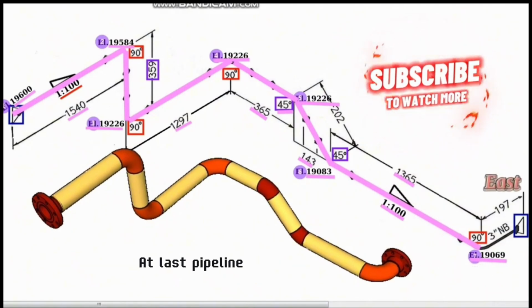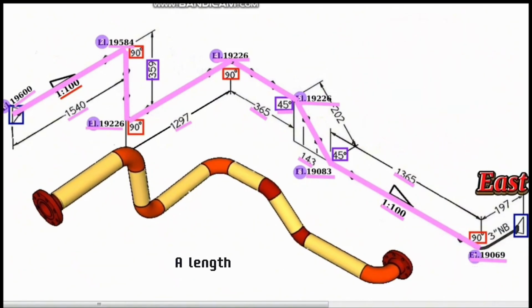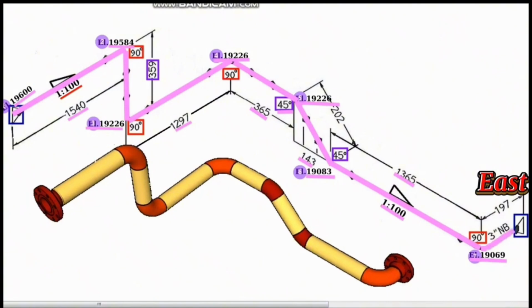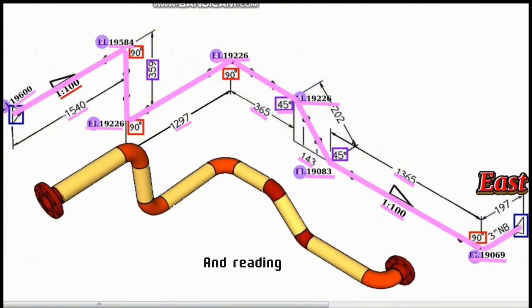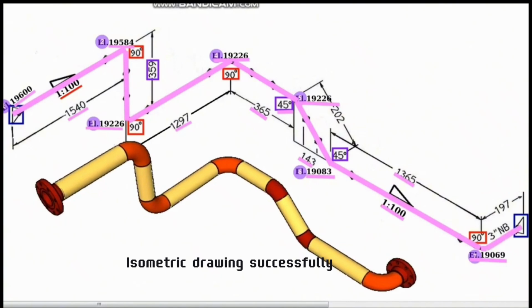At last the pipeline continues eastward a length of 197 millimeters. And reading the piping isometric drawing is successfully completed.